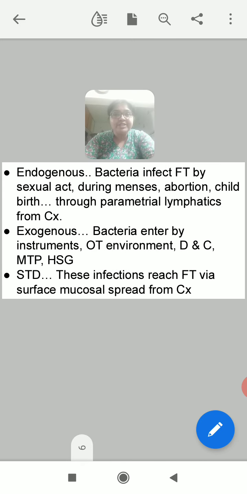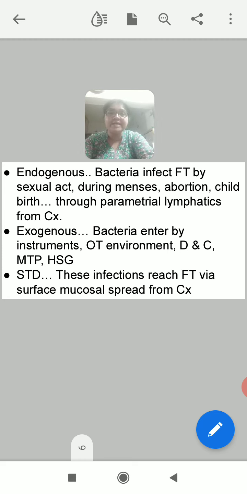Now what is endogenous? Endogenous means bacteria infect the fallopian tube by sexual act, during menses, abortion, childbirth, through parametrial lymphatics from the cervix. That means there are chances of endogenous infection during these conditions, where bacteria affect the fallopian tube. Exogenous means outside, so bacteria enter by instruments.